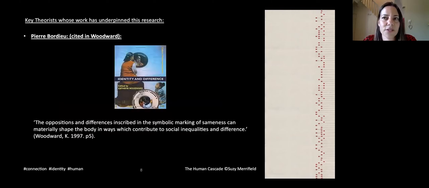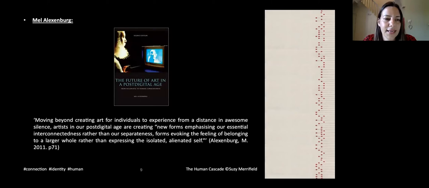There are four key theorists whose work has underpinned my research. Firstly, Pierre Bourdieu. The opposition and differences inscribed in the symbolic marking of sameness can materially shape the body in ways which contribute to social inequalities and difference. Secondly, Mel Rosenberg, as spoken about earlier: moving beyond creating art for individuals to experience from a distance in awesome silence, artists in our post-digital age are creating new forms, emphasizing our essential interconnectedness rather than our separateness, forms invoking the feeling of belonging to a larger whole rather than expressing the isolated, alienated self.